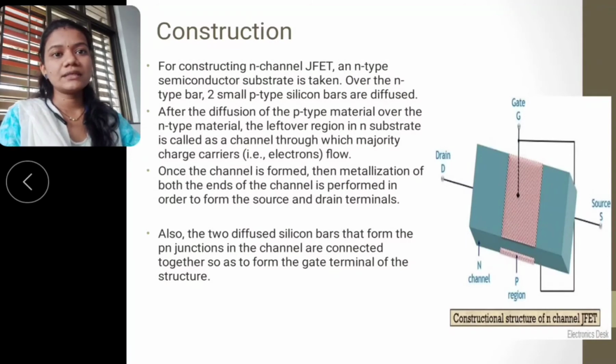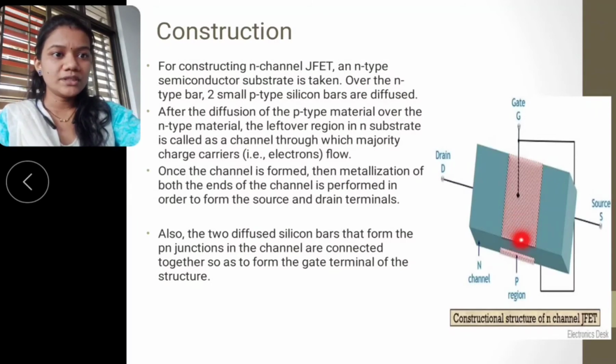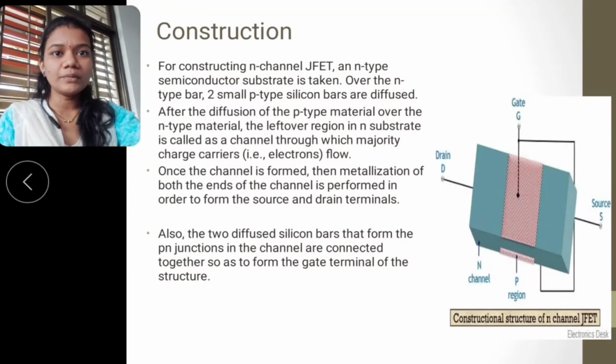So what they are saying is, two diffused silicon bars of P type form a PN junction in the channel and are connected together. They form the gate terminal. So this is the P and this one is also P. So by connecting the two, we can form the gate terminal.